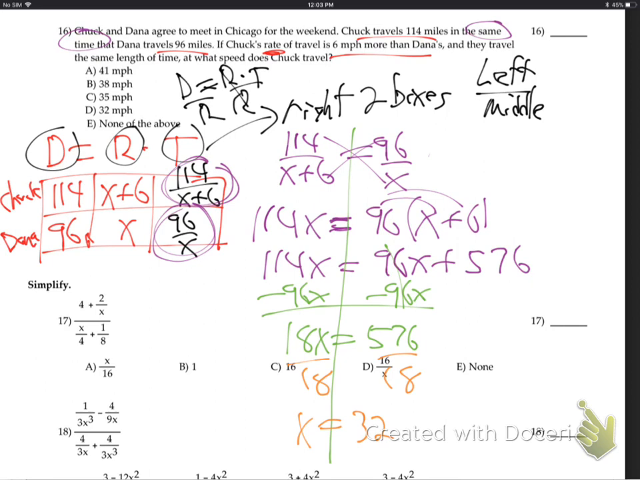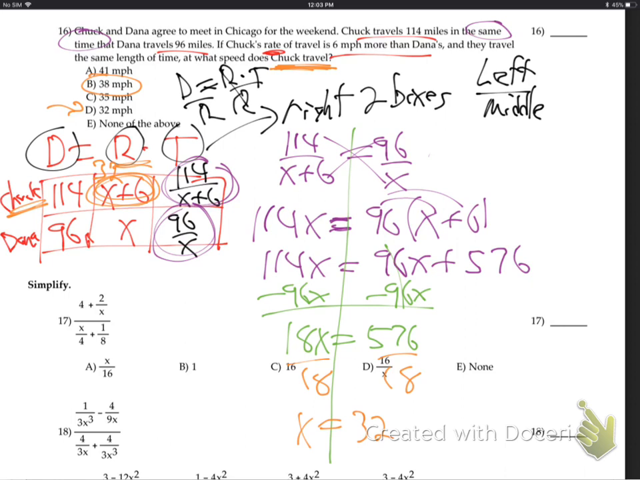What do they want from you? At what speed does Chuck travel? Where's the Chuck travel speed box? Chuck rate. Boom. It's there. So put that 32 in first. 32 plus 6, it's 38. Oh, and they had the 32 there. They baited the hook and threw it in the waters of our test. Right? But we didn't bite. Right? And don't you bite today. It'd be a bummer, wouldn't it, to do all that good work and then just bite on the wrong answer?